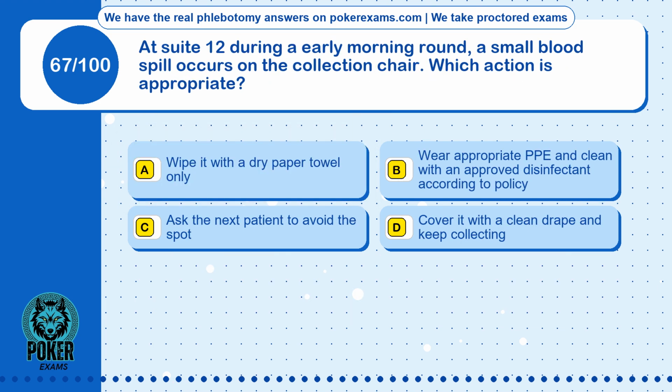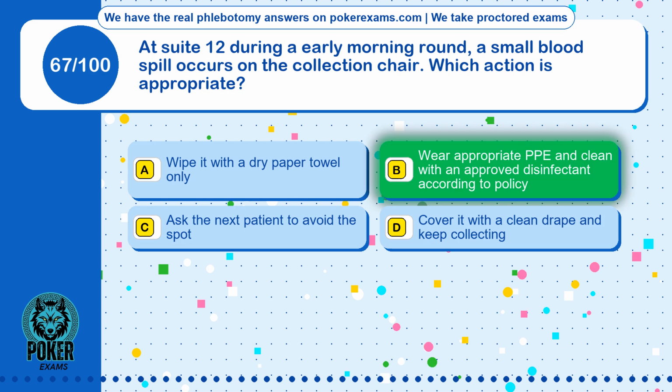Question 67. At Suite 12 during an early morning round, a small blood spill occurs on the collection chair. Which action is appropriate? Option A, wipe it with a dry paper towel only. Option B, wear appropriate PPE and clean with an approved disinfectant according to policy. Option C, ask the next patient to avoid the spot. Option D, cover it with a clean drape and keep collecting.